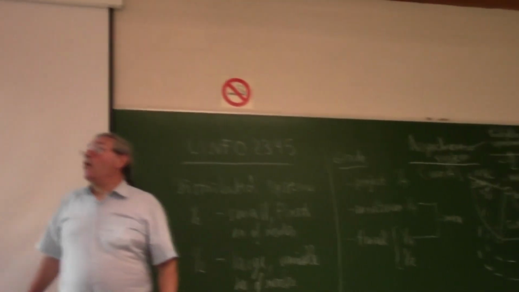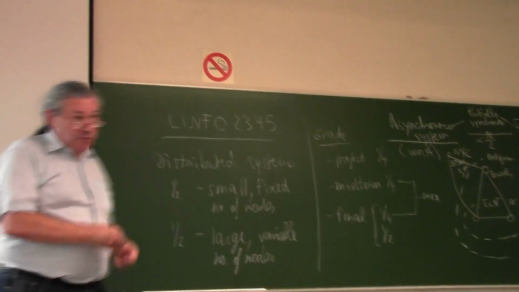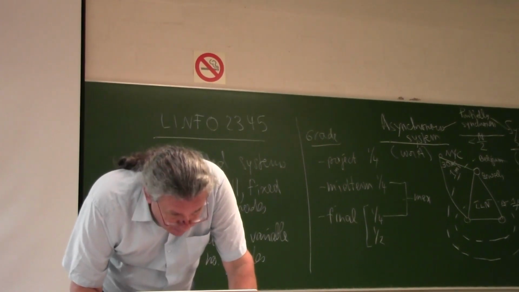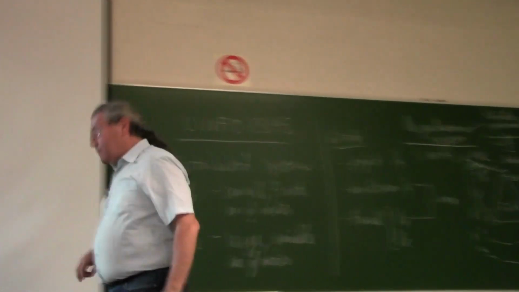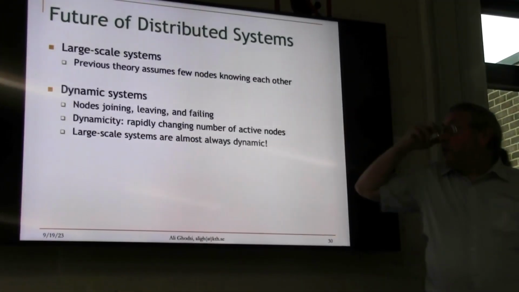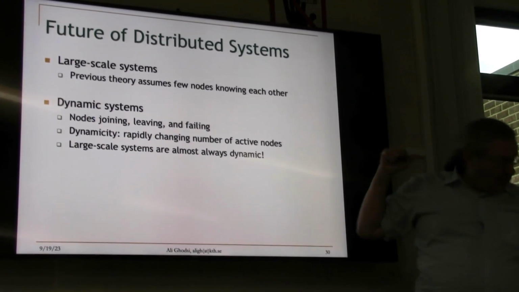So far I have not really talked about systems with a large and variable number of nodes. Okay, so let me say a few words on that. These dynamic systems are very common today. In these systems you have a large number of nodes, hundreds of thousands.